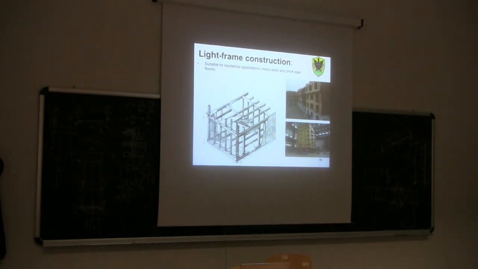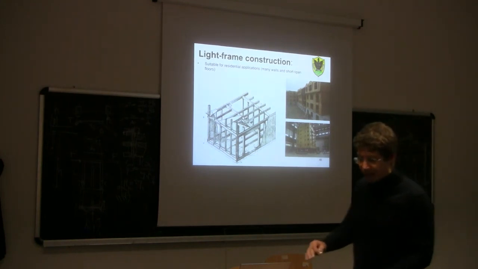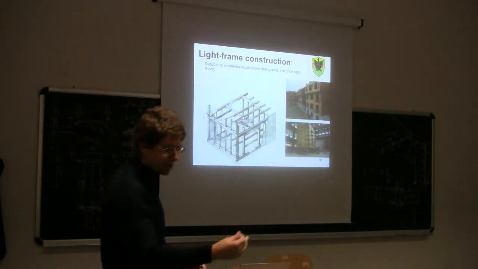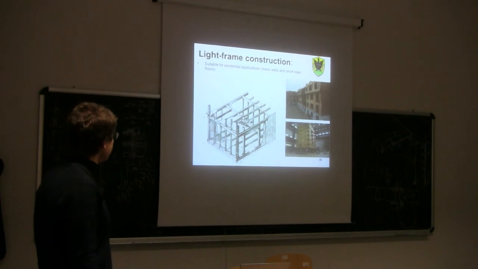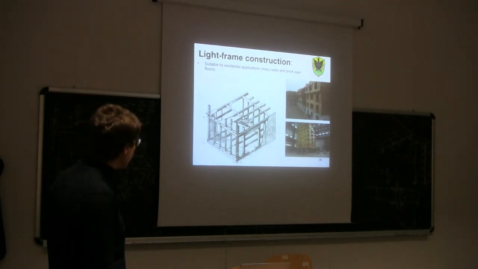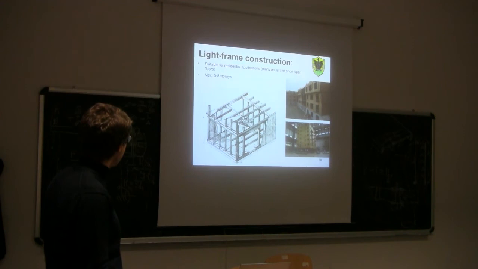Many walls and short spanning floors. You can see here some photos. This is taken from Canada. Usually in Canada, the first floor, the ground floor, is made of reinforced concrete, and then the other floors, in elevation, are made of timber. And this is an experimental test of a 6-story light frame building that was tested in Japan by an American team some years ago.